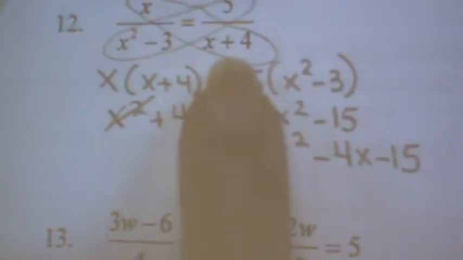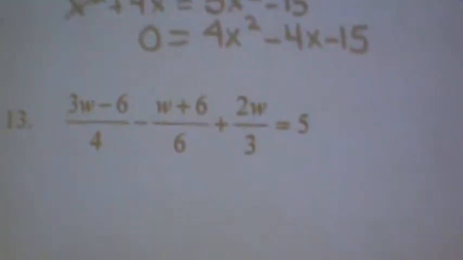Now, there are two answers that if you had gotten them, they would not work. One answer is negative 4, and the other would be plus or minus square root of 3. But we didn't get those anyway.